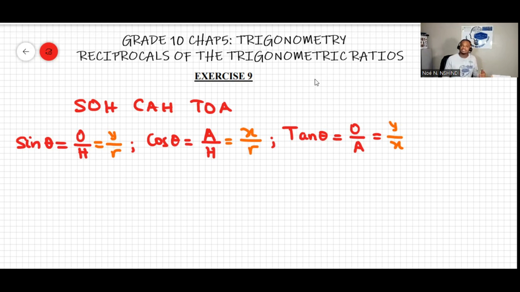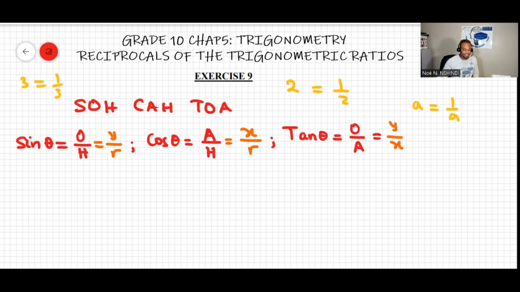Reciprocal means the inverse. Let me give you an example. If, for instance, I have a number like 2, what is the reciprocal of 2? -2, right? No, -2 is the opposite of 2, but the reciprocal is 1 over 2. If I have a number like 3, its reciprocal would be 1 over 3. And if I have A, the reciprocal of A would be 1 over A.